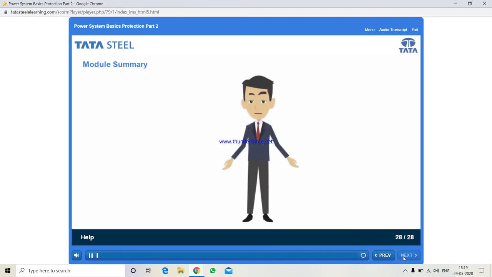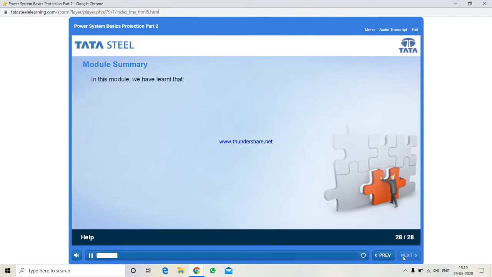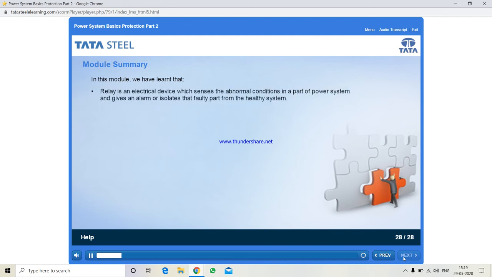We have come to the end of Power Systems Protection Module 2. Here is a quick recap of the key points discussed in this module. In this module, we have learned that relay is an electrical device which senses the abnormal conditions in a part of power system and gives an alarm or isolates that faulty part from the healthy system. Two categories of relay are most commonly used in protective relay: secondary indirect acting relays and secondary direct acting relays.